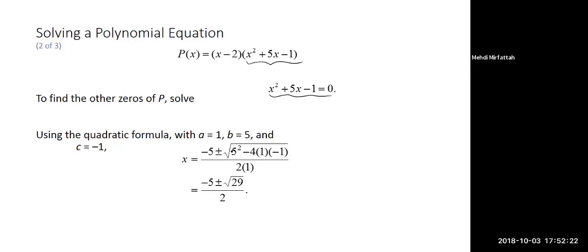Minus b plus and minus the square root of b squared minus 4ac, divided by 2a. So that would be my other two solutions here. So the solution would be 2, and one solution would be minus 5 plus radical 29 over 2. The other solution would be minus 5 minus radical 29 over 2. These are exact solutions here.